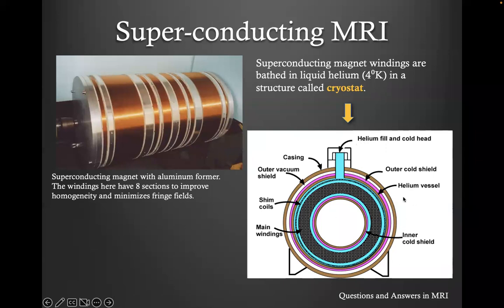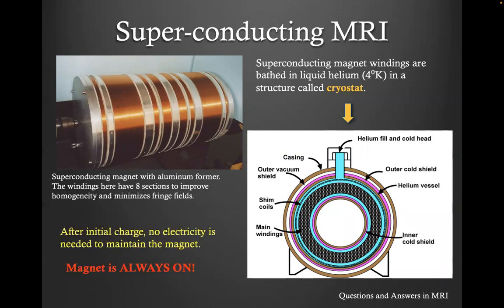And if you look at this construction, that's almost 90% of your MRI scanner. You have your casing, your outer vacuum shield, your shim coils, your main windings, and these coils. And then you have your helium, which is constantly being filled and circulated, and you have your cold head. The whole purpose is to maintain your magnet wires in this superconducting condition. Also, after initially being charged, because of the superconducting property, your MRI magnetic field is maintained. You don't need any more power to maintain it. It's superconducting, it does not lose power, and your magnet is always on. There's no turn on and off button.